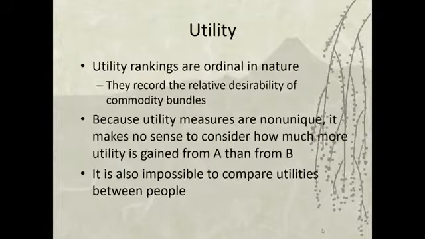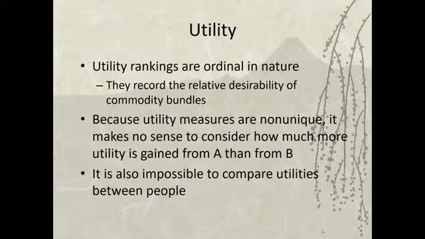Okay, so utility, what do we mean by utility? Utility rankings are ordinal in nature in that sense. They record the relative desirability of commodity bundles. Because utility measures are non-unique, it makes no sense to consider how much more utility is gained from A than from B. So it is also impossible to compare utility between people. This is very important, because people's utility comparison is impossible.